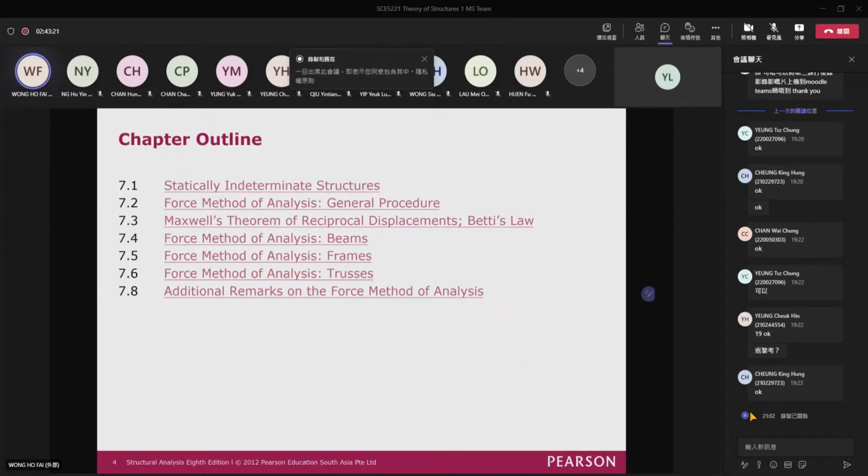So here we will talk about statically indeterminate structures, and then we will talk about the force method for analysis, and then the Maxwell theorem for reciprocal displacement. We call it Betti's law. And the force method can be applied to beams, frames, and trusses. And then I have some additional remarks for this method.